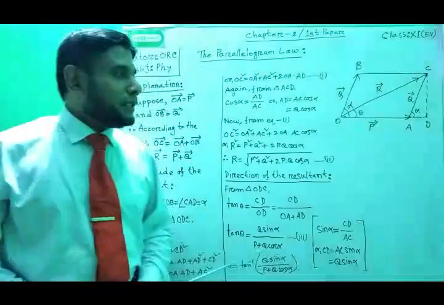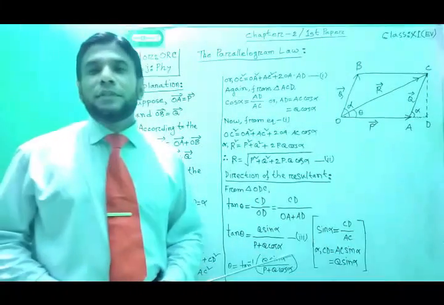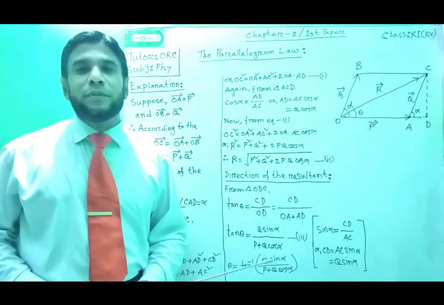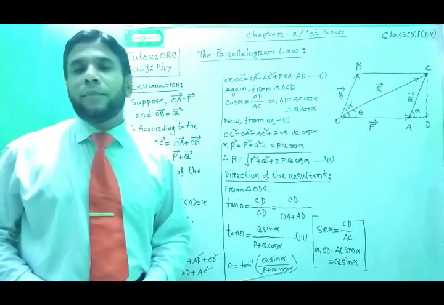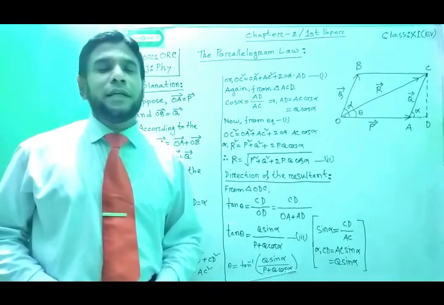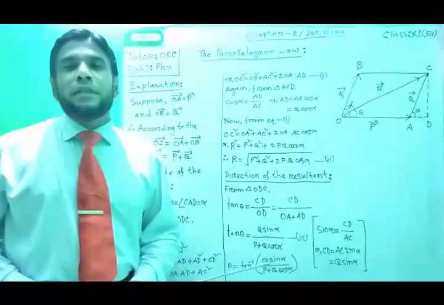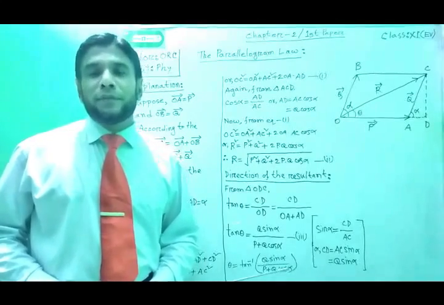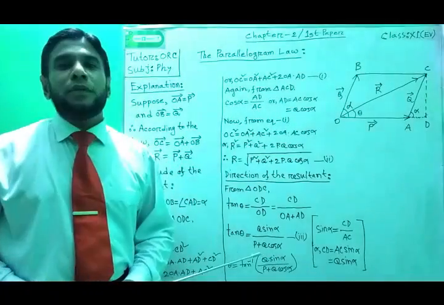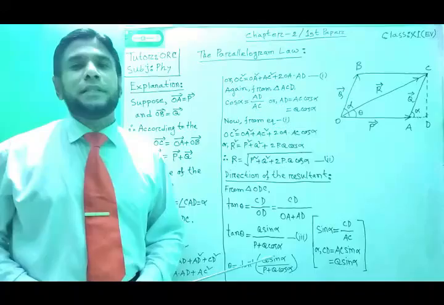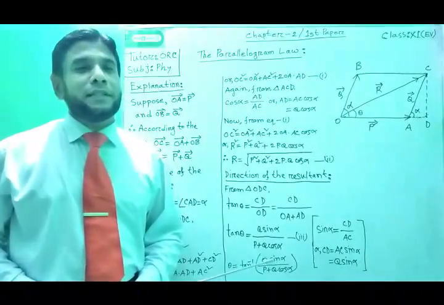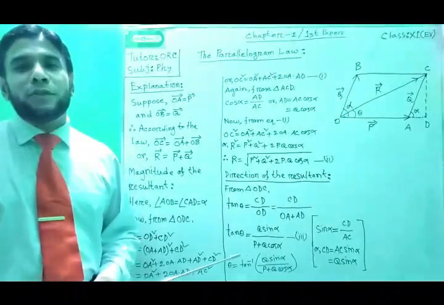Today we are going to discuss important topics from Physics First Paper, second chapter, the Vector chapter: the parallelogram law. You know that the parallelogram law indicates how we can add two similar vectors. First of all, we will memorize the parallelogram law as a knowledge type question. You may face this law as a knowledge type question.